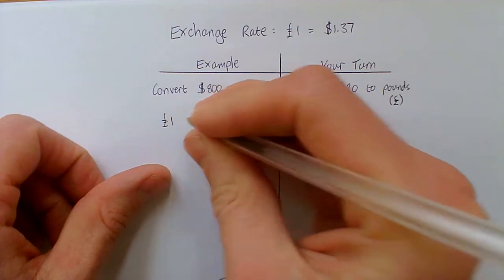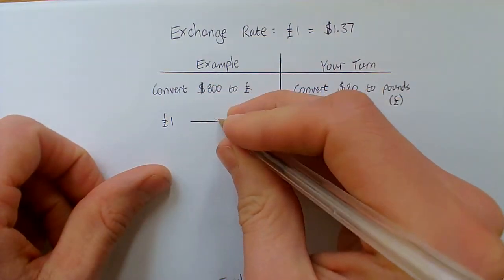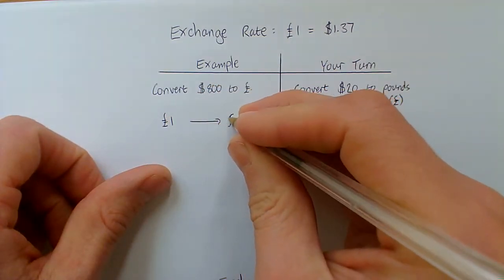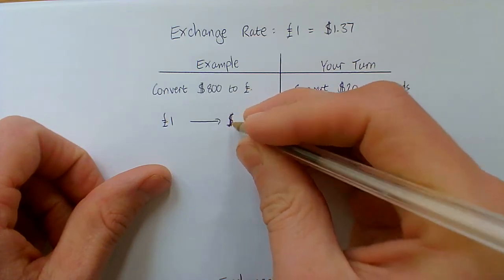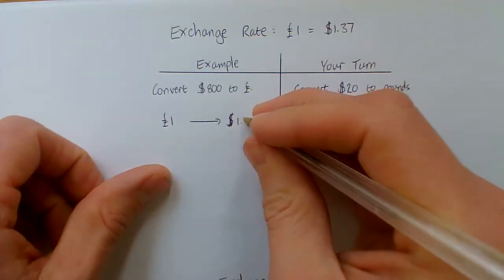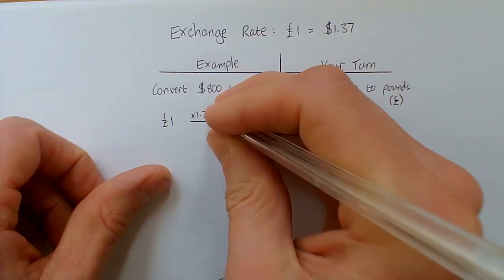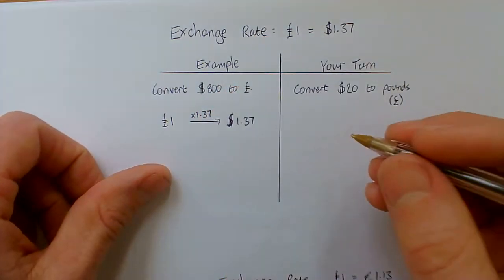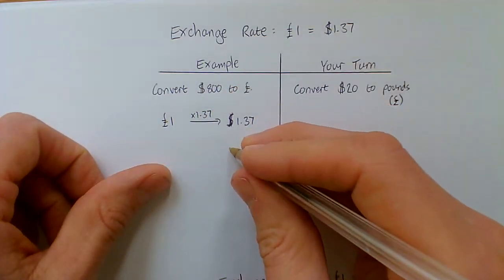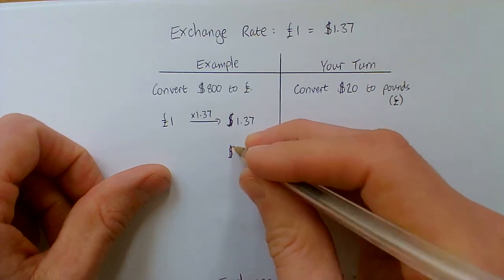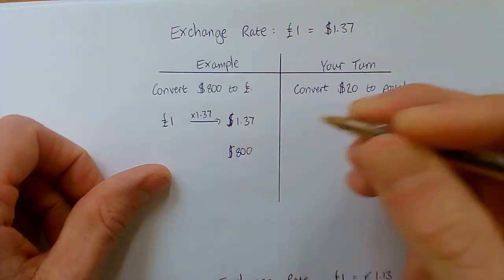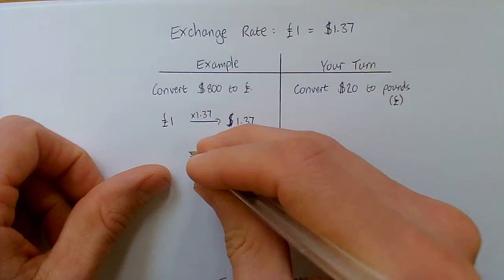We always start with that same first step. £1 converts to $1.37. So we're timesing by 1.37. That's the same layout we had last time, but this time I know that I have $800 and I'm trying to get back to the number of pounds.